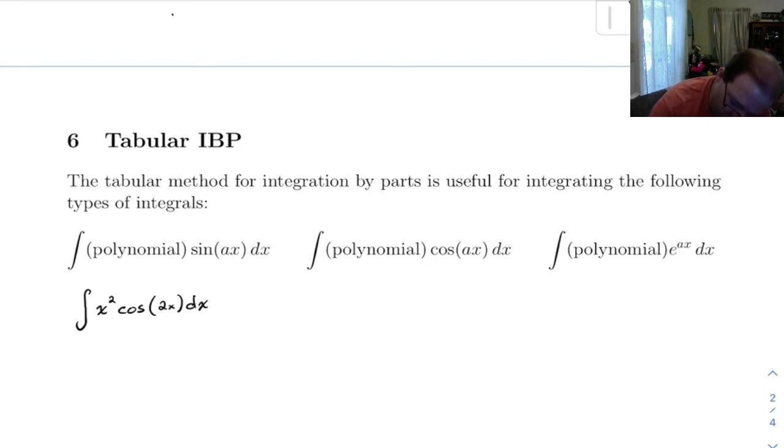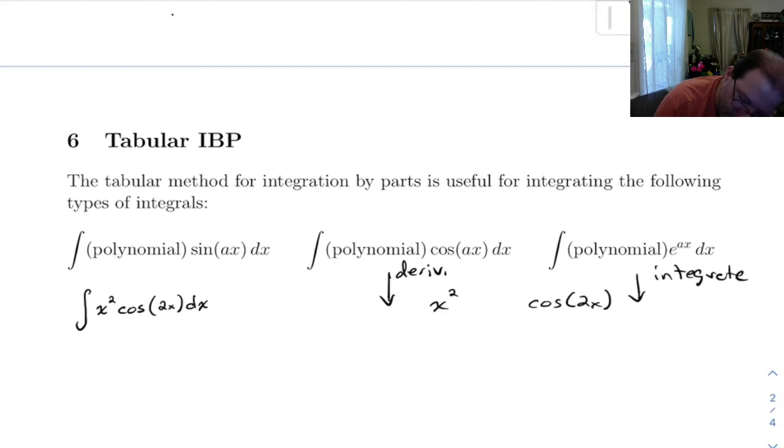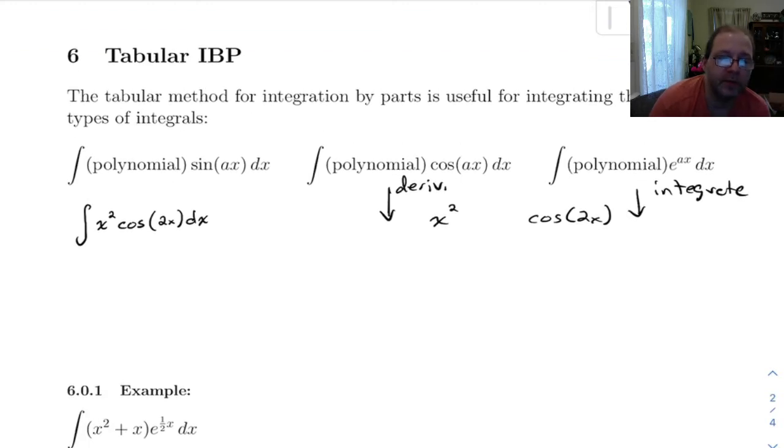So what you do is you write the polynomial here, and then you write the other part here next to it. And we're going to do 2 columns. Now when we go down this column, we're going to take the derivative. When we go down this column, we're going to integrate. And since we've got a polynomial, x squared, that gives us 2x. Derivative of that is 2. Derivative of that is 0.